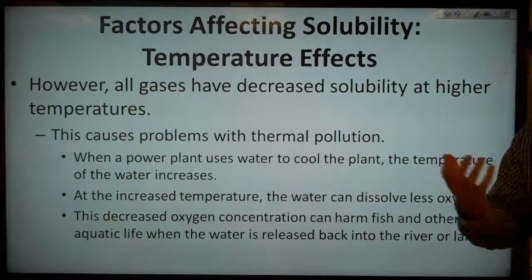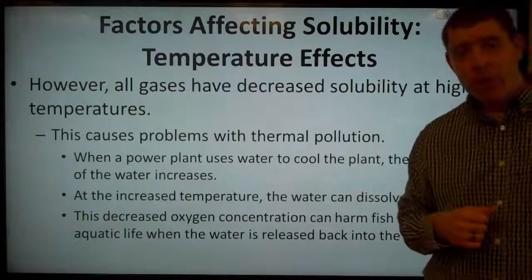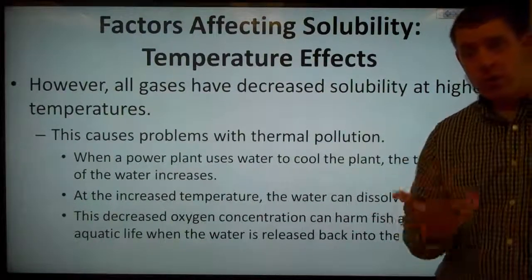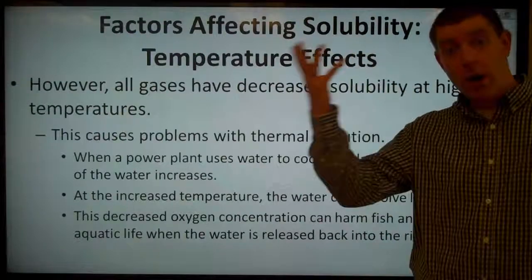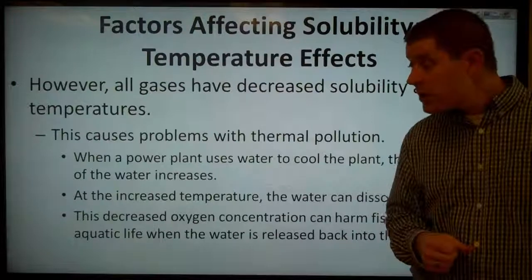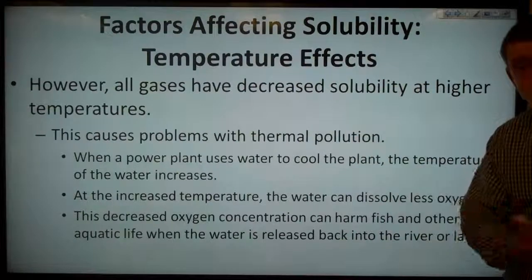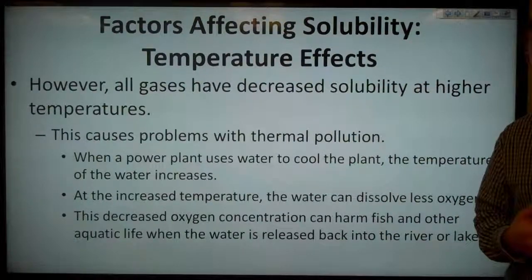So you can often see downstream of power plants, there's thermal pollution, so there's a significantly lower oxygen concentration in the water than there was upstream of the plant. And this means that some fish, if they're moving through that water that's downstream of the plant, may not have enough oxygen to survive.